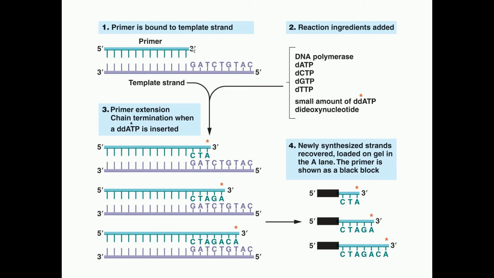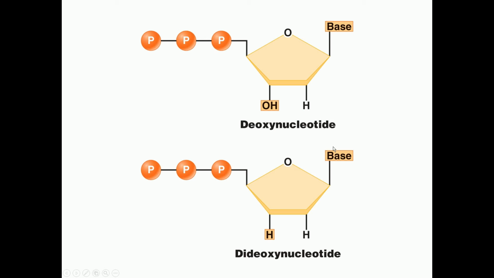Now let's see what is going on in this kind of technique by which we can find out the sequence of DNA. Remember that in this technique, we are trying to find the sequence of this strand of DNA. This technique involves two kinds of nucleotides, deoxynucleotide and dideoxynucleotide. The main difference between them is that in deoxynucleotide there is an OH group, and in dideoxynucleotide there is an H group.